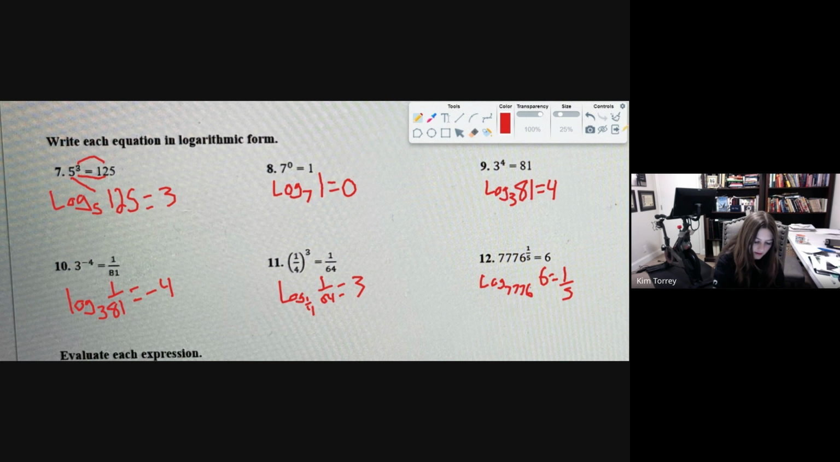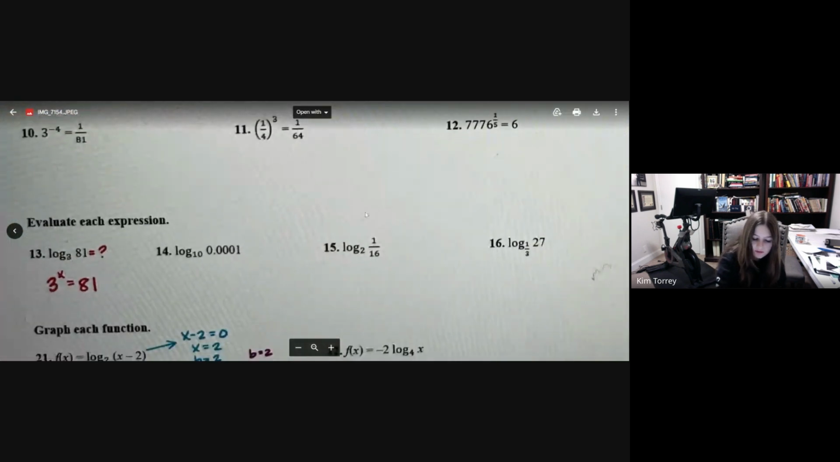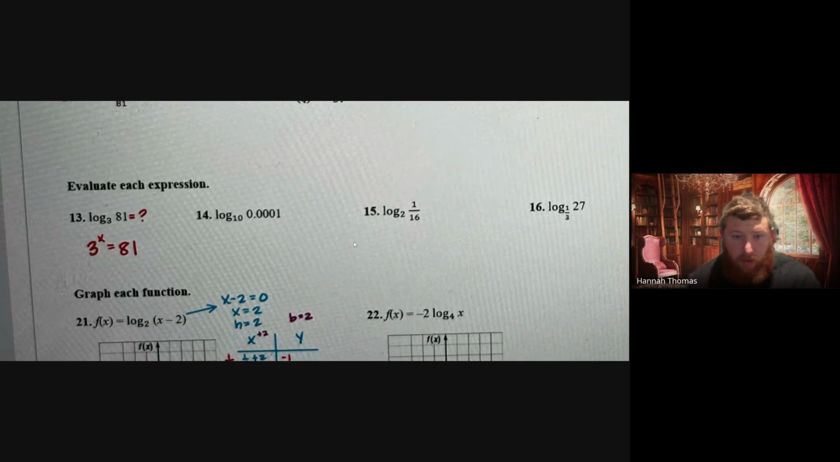Okay. And then, oh, this one is you have to figure out what it equals. Yes. So in order to do that, what we're going to do is we're going to create an exponential function, and that will help us figure it out.